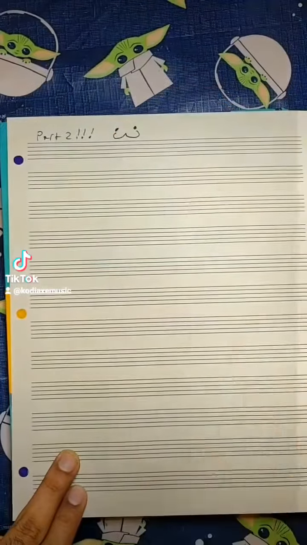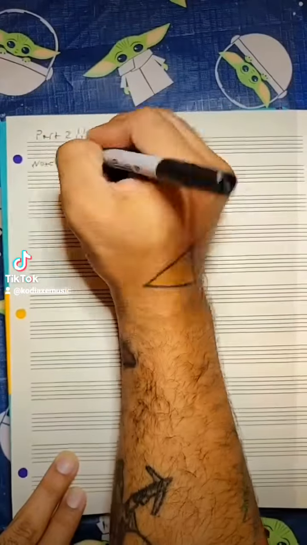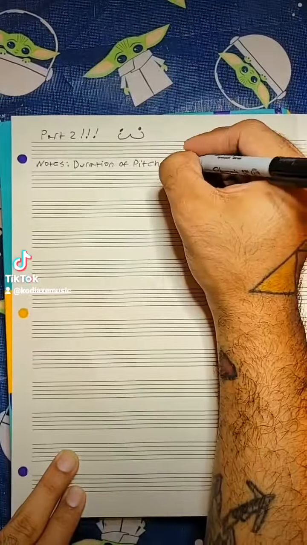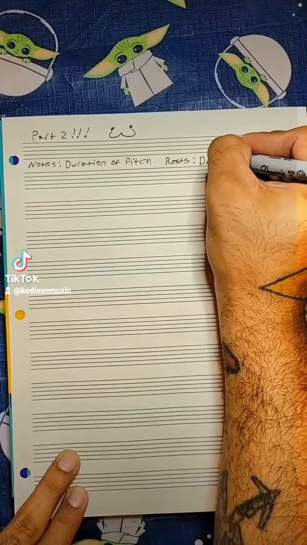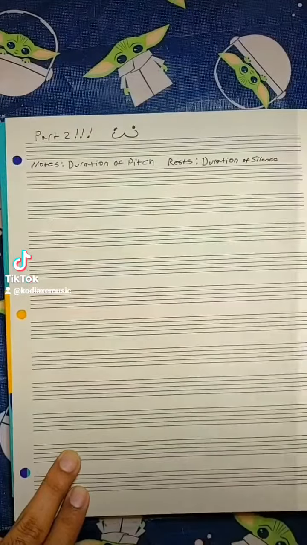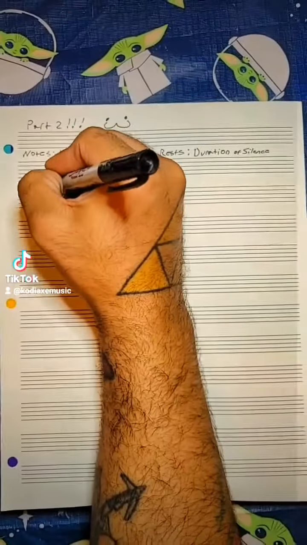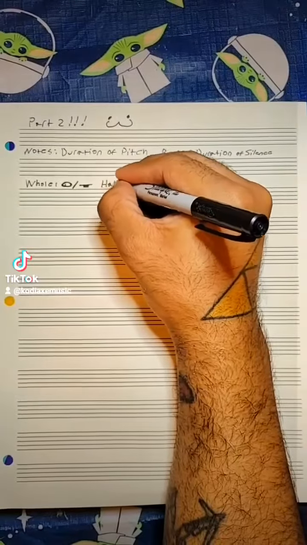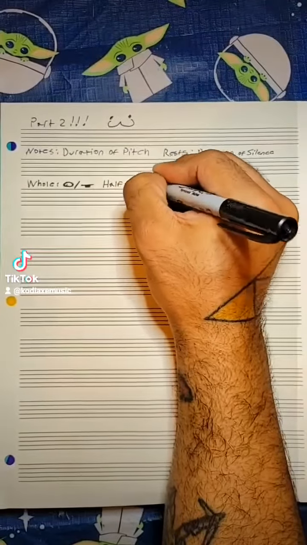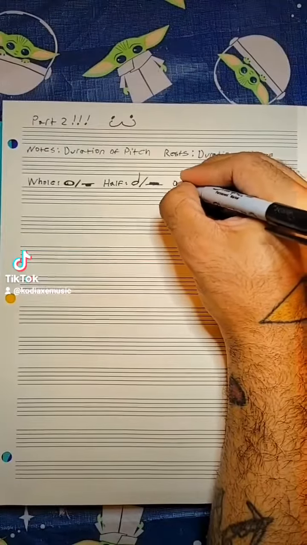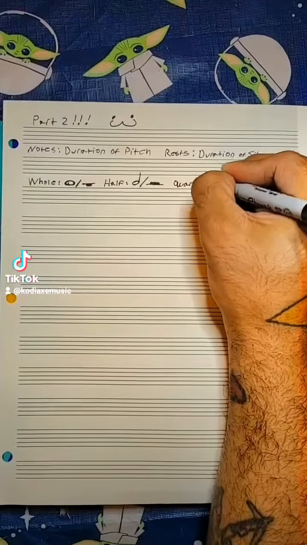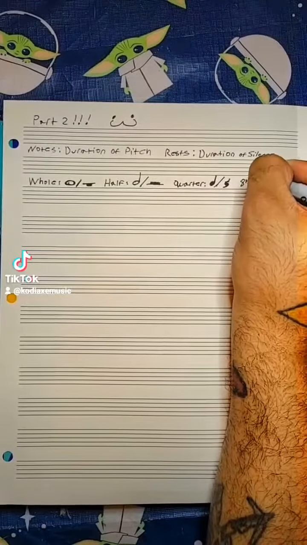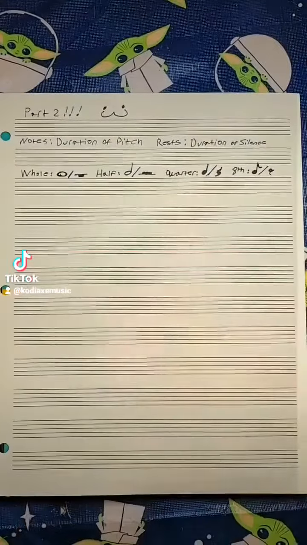So let's talk about notes and rests. Notes are the duration of a pitch, while rests are the duration of the silence. Both notes and rests are named after their values. First, we have whole, then we have half, quarter, and eighth. You can actually keep subdividing by 2 even further, but for the sake of time, we're going to be going only up to eighth.